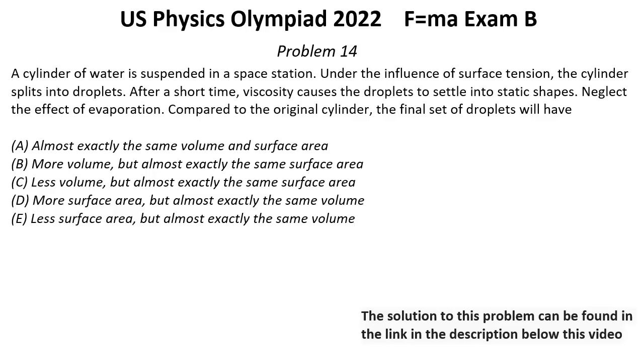Solution for problem number 14. Because water is almost incompressible, the volume stays almost exactly the same. During the process, energy is dissipated due to viscosity, and the energy due to surface tension is proportional to the total surface area. Thus, the surface area must decrease. That was answer E, and that was the solution for problem number 14.